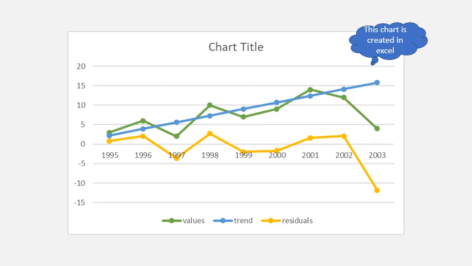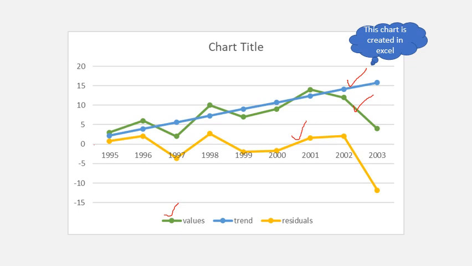Let's see. There are three series in the graph. The green one is the original value, the blue one is the trend line, and the yellow is the detrended data. You can see that there is no trend, and because of this, these points move around the x-axis.